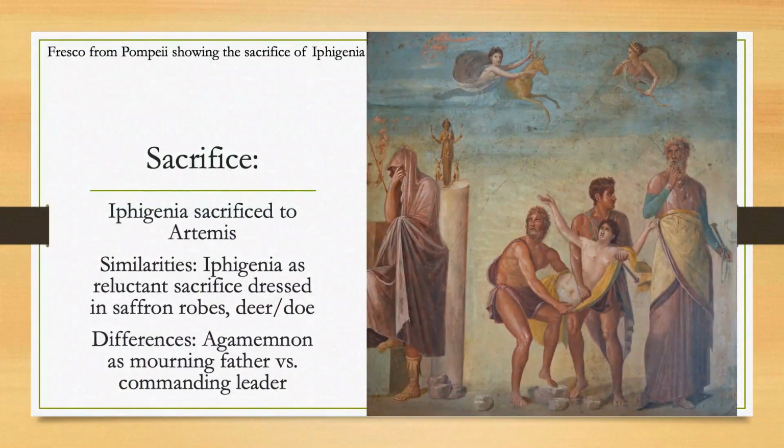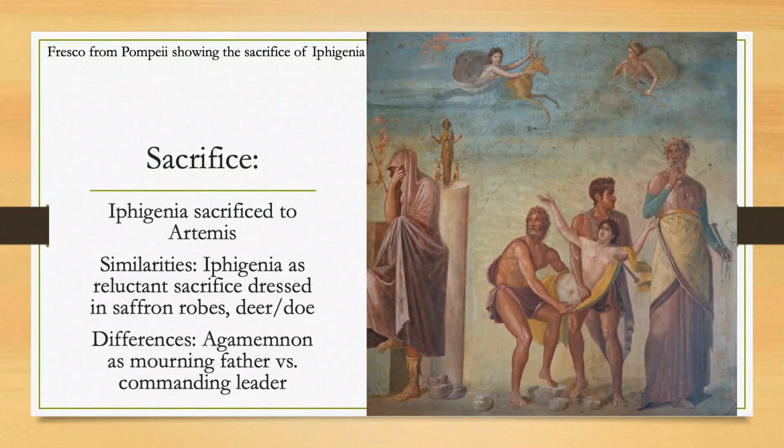This is a color version of the fresco that you can find in our Powell text. And in the color version, we see a little bit more of those details that the text is discussing, such as the saffron robes that Iphigenia has been dressed in, as well as Artemis and the deer up in the heavens. What I think was particularly interesting is this fresco shows a softer side to Agamemnon that most of Homer's text in the Iliad and then later Aeschylus's play Agamemnon don't really capture.